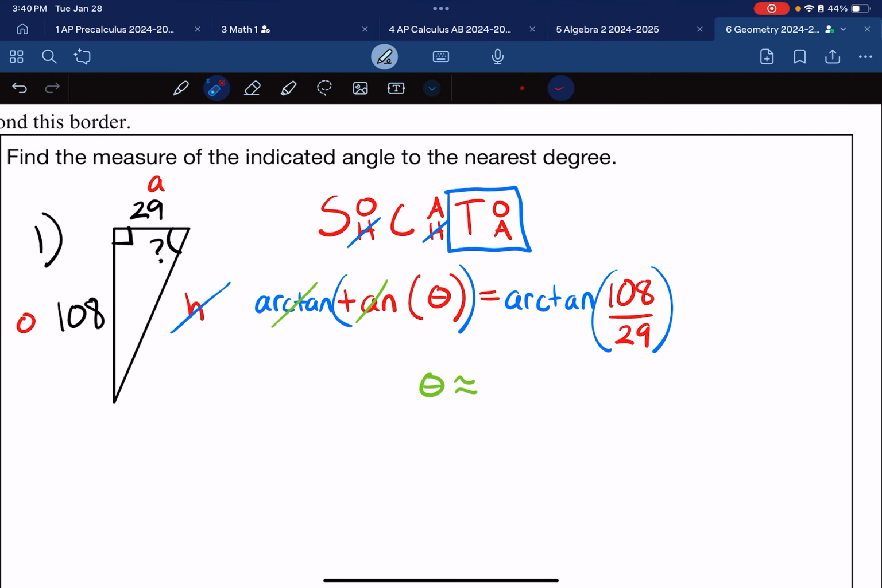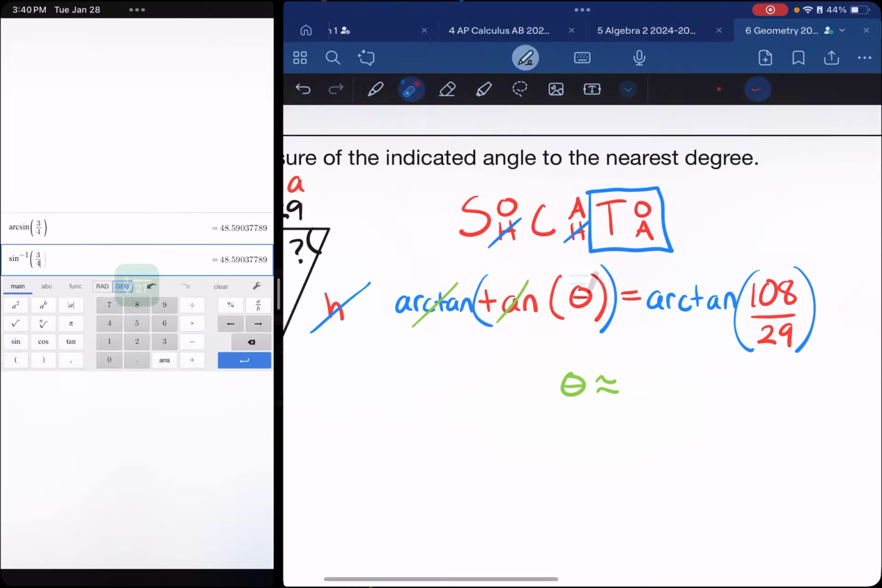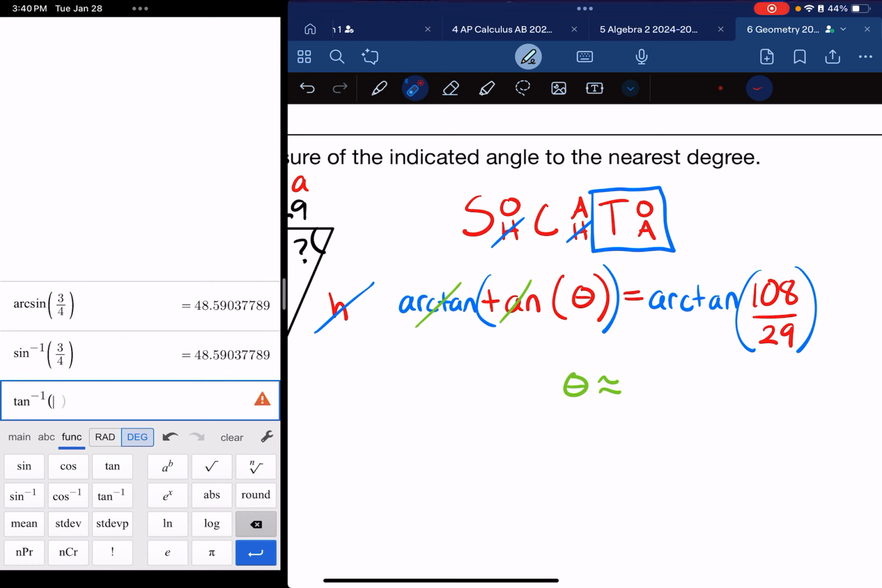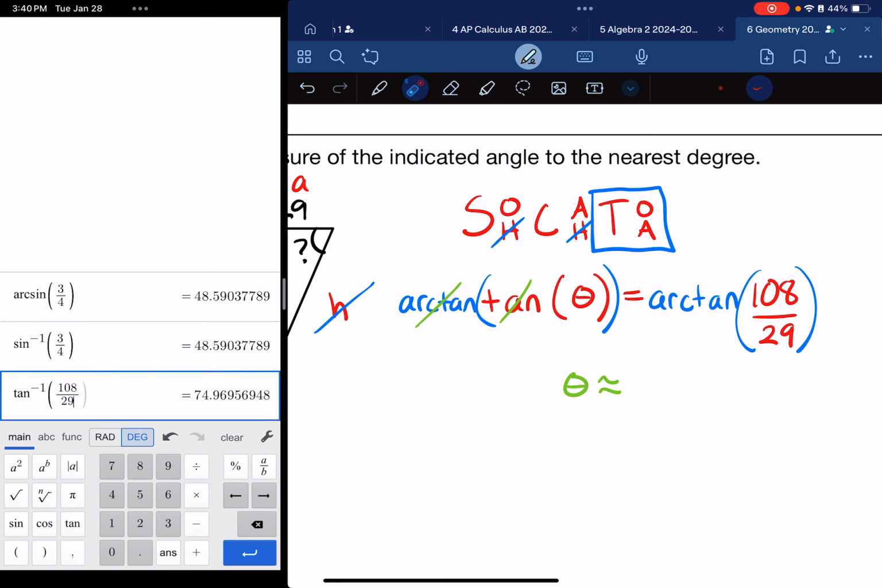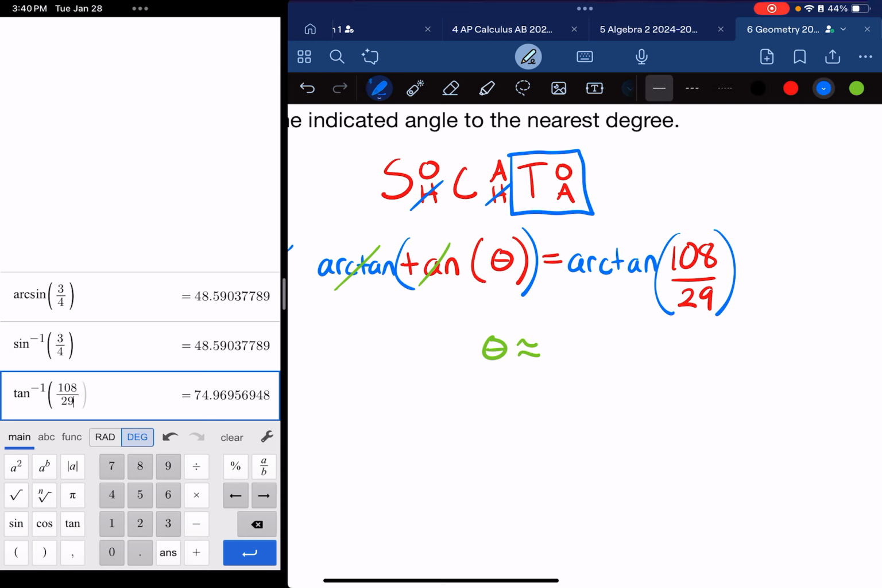So again, split my screen, and then let's pull up my scientific calculator. I'm going to hit enter first so I can go to a new line. Now I'm going to hit tangent to the negative first to type in arctangent, and then I can do 108 divided by 29. I have a touchscreen, so it is faster to type it out that way. And I'm going to write out my answer.